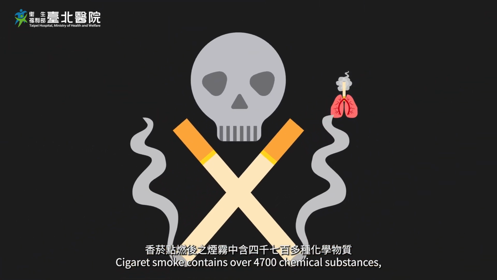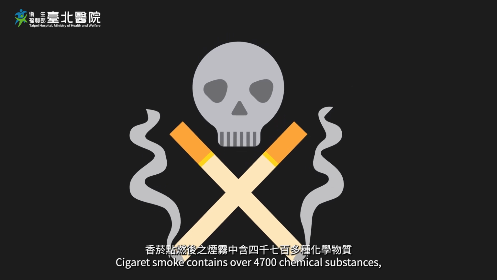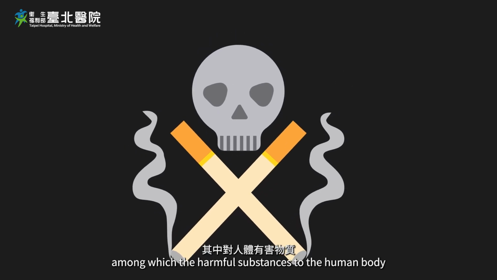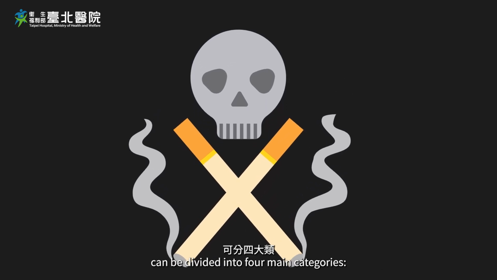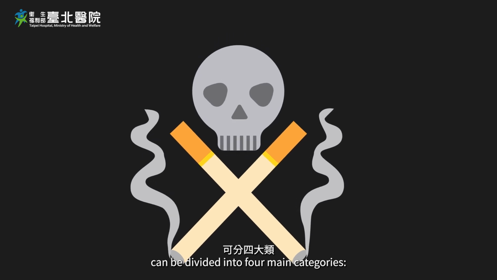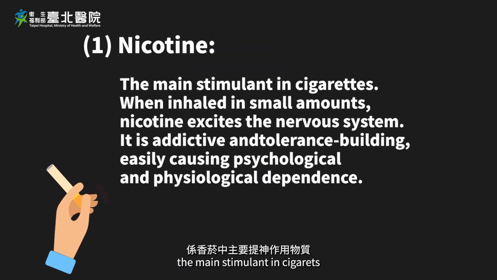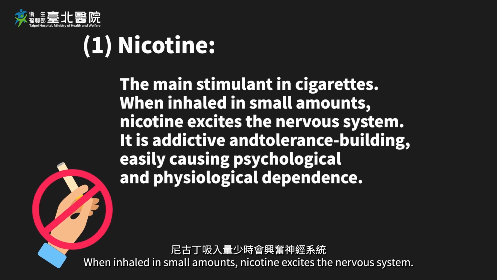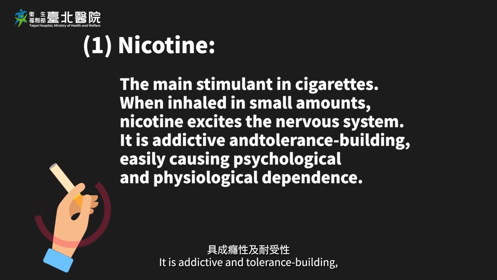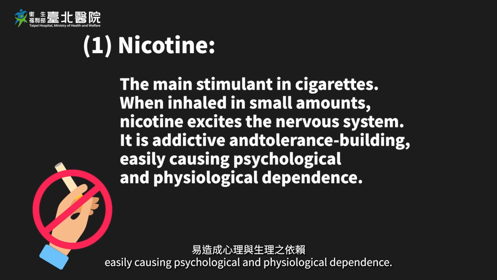Cigarette smoke contains over 4,700 chemical substances, among which the harmful substances to the human body can be divided into four main categories. 1. Nicotine, the main stimulant in cigarettes. When inhaled in small amounts, nicotine excites the nervous system. It is addictive and tolerance-building, easily causing psychological and physiological dependence.